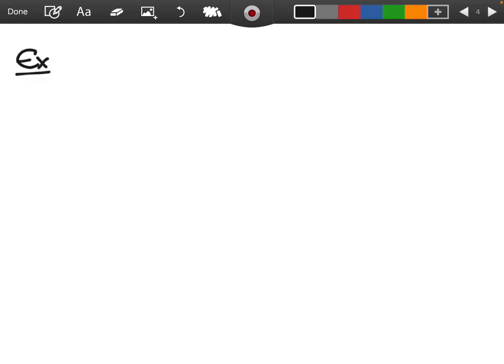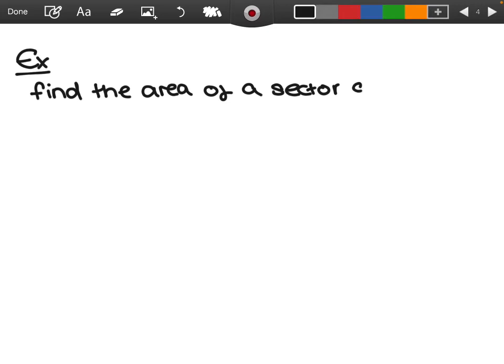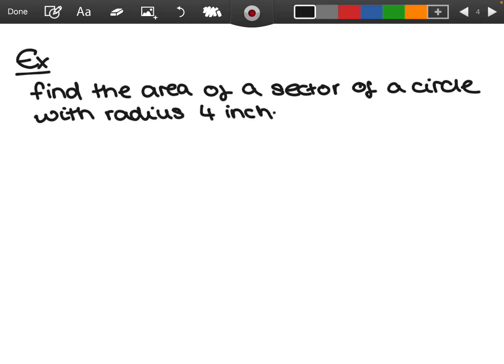So now I'm going to find the area of a sector of a circle with a radius 4 inches where the angle inside that sector is 50 degrees.